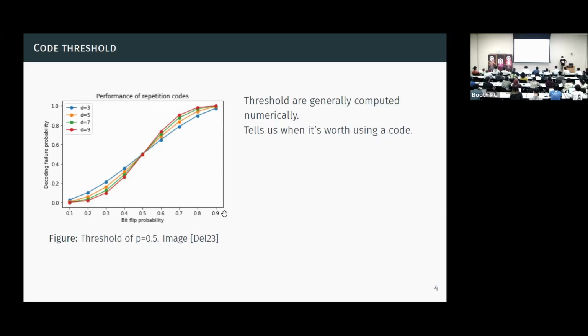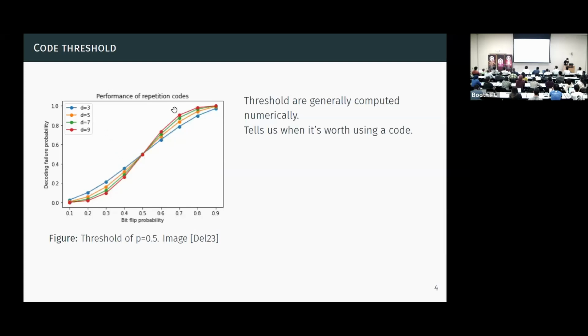But if your bit flip probability P is below a half, I don't want to use the laser pointer too much because it's not on all the screens. So here at halfway through, we have the bit flip probability P. And if our error probability is larger than 0.5, then we see that increasing the code distance, so more and more bits per logical bit, we actually get worse, right? Because now we're increasing the likelihood that some error occurs. However, if the bit flip probability is less than 0.5, then we're actually suppressing the likelihood that the bit flip occurs.